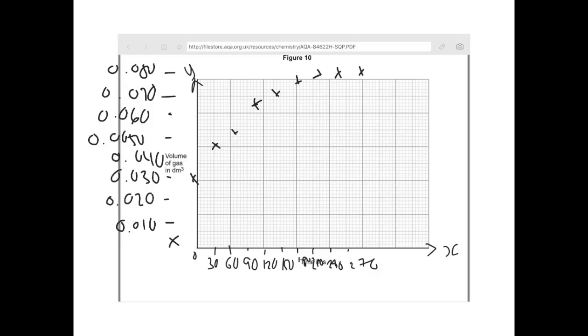So I've plotted all the points. You need to use a nice sharp pencil for this, and now we're going to try and draw a good line of best fit. Oh, it's too high! Make sure your line goes to your points. So imagine I've shifted that down by half a centimetre.